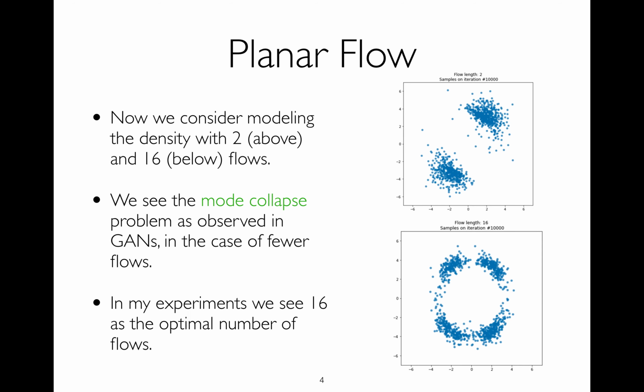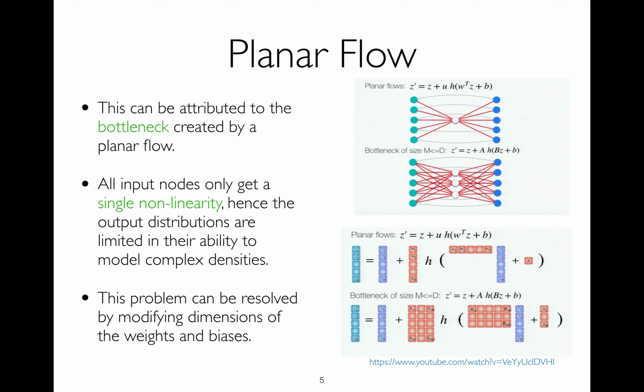In my implementation, I find that if we work with few flow lengths, say for instance 2 in the case on the right, we see the same problem that is observed as the mode collapse problem in GANs. And basically this can be remedied by increasing the number of flows, and we see on the bottom the one with 16 flows. So this bottleneck property is because there is a single nonlinearity in planar flows, and this can be remedied by increasing the size of the weights and the bias terms.